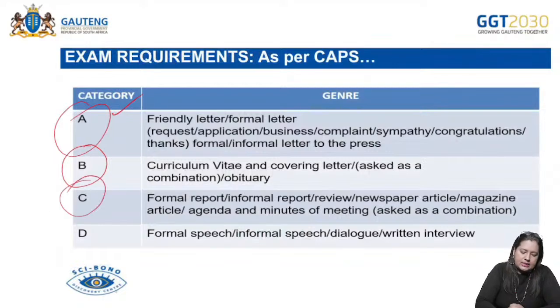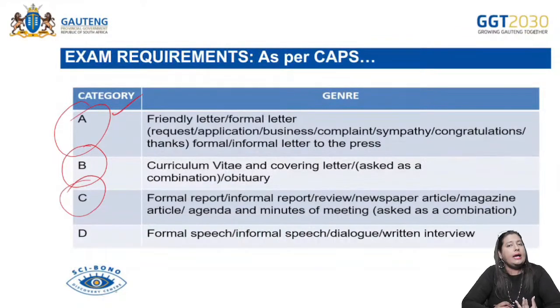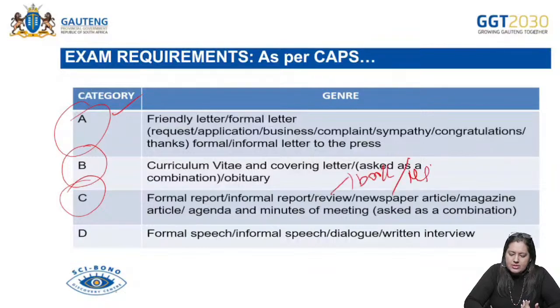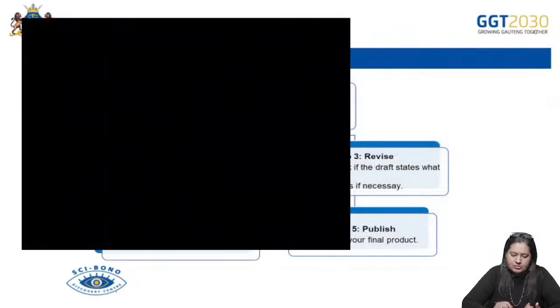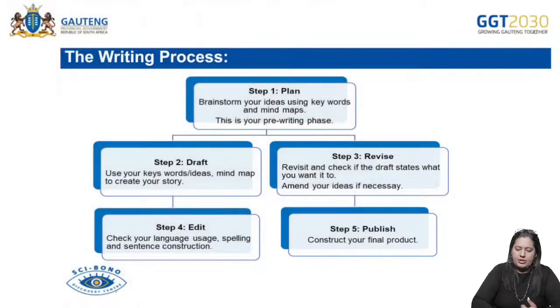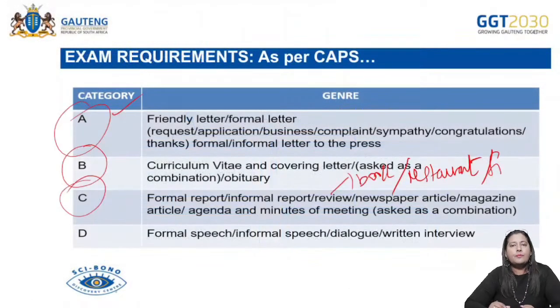Then in terms of category C, we have your report writing, an informal report or a formal report, depending on what the question is asking of you. You have also reviews that we deal with here, which would be anything between a book review, for example, or a restaurant that you have visited, for example. All right, a restaurant review, or maybe a film that you have watched over a time frame, and you're now going to have to review it for the audience. Okay, so that would be your reviews.